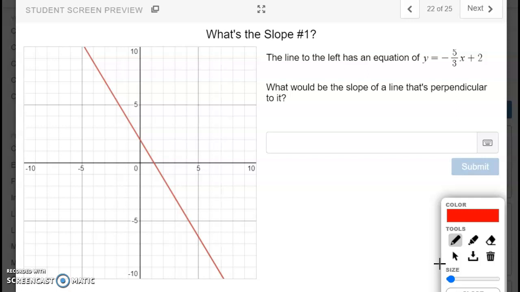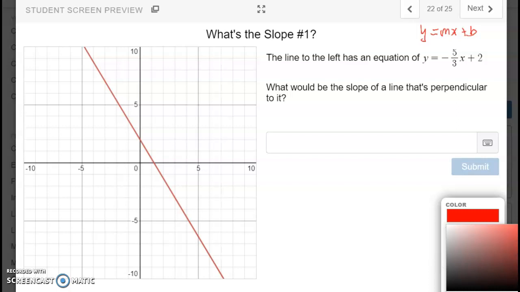Okay, so remember, the equation of a line is always in the form y is equal to mx plus b, at least the slope-intercept form. That means what is the slope in this case? Slope is the number in front of x. So in this case, the slope is negative 5 over 3. So what would be the new slope of the line that is perpendicular to it?